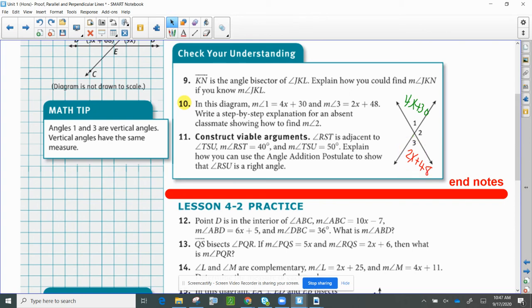The reason I wanted to go over this question is because of this math tip on the right side here, where it talks about vertical angles. We haven't really dealt too much with vertical angles yet, but the property that vertical angles have is that they have the same angle measure. So if we needed to figure out how big angle 2 was, that's what this question's asking. How would you explain how to find angle 2? We can use the idea that angle 1 and 3 are vertical angles, so I can set those equal to each other.